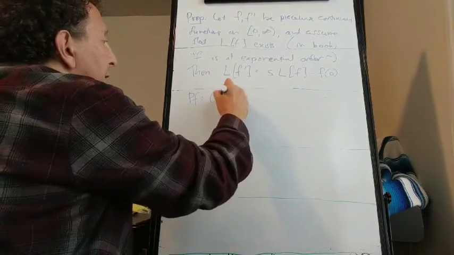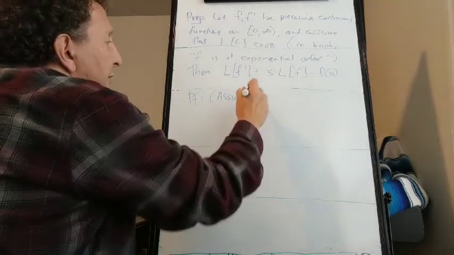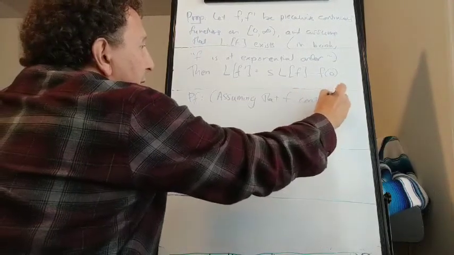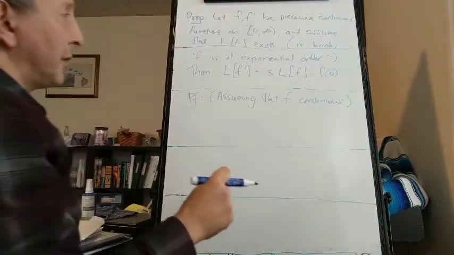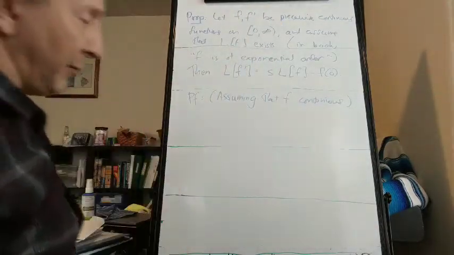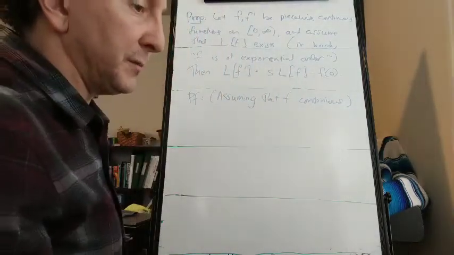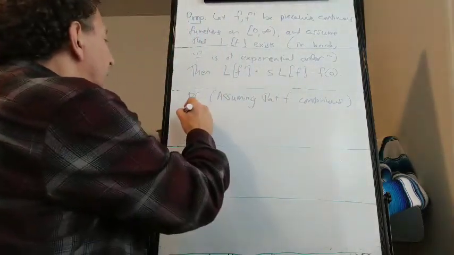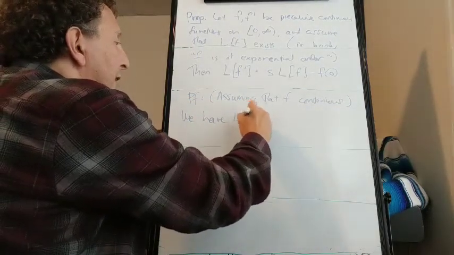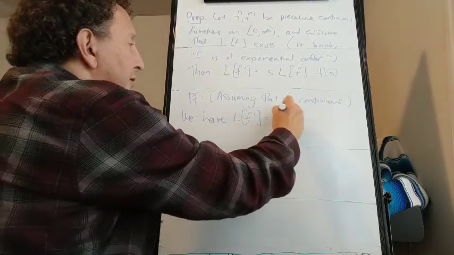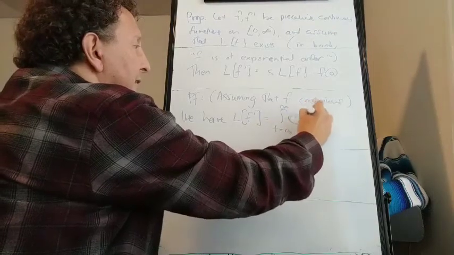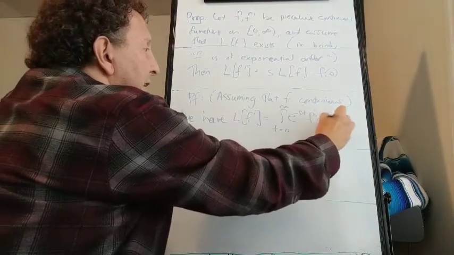To prove this, well, this proof assumes that f is continuous. Now, according to the book, the proof can be modified so that it works for f piecewise continuous also, but just to keep things simple, we'll do the continuous version. So we have the Laplace transform of f prime, by definition, is the integral from 0 to infinity of e to the minus st times f prime of t dt.